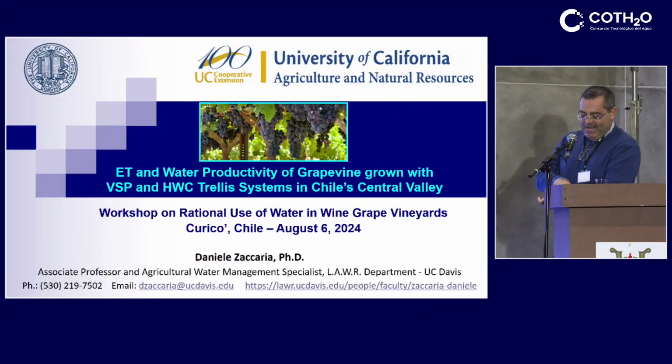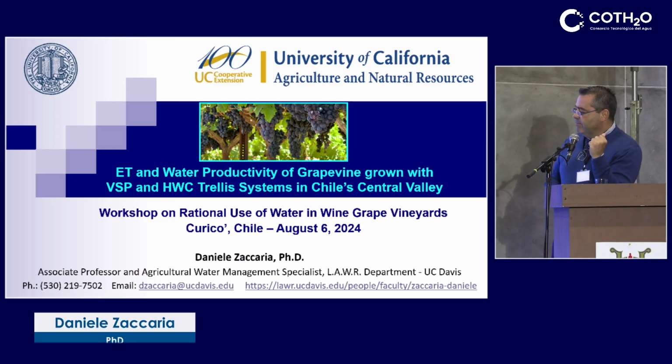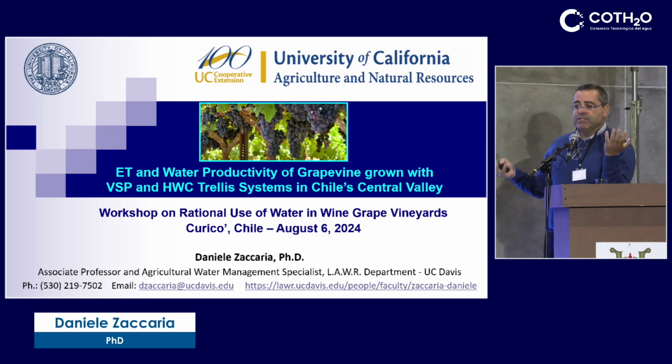So today I'll present the work that we've been doing here in Chile on the evapotranspiration and water productivity of grapevine grown with two different trellises. One is a vertical shoot positioning trellis, and the other one is a high wire cordon.